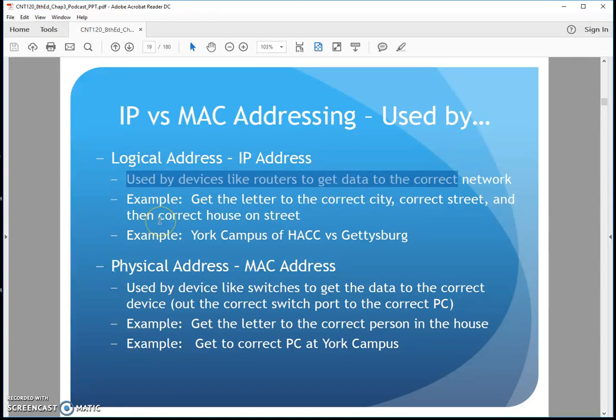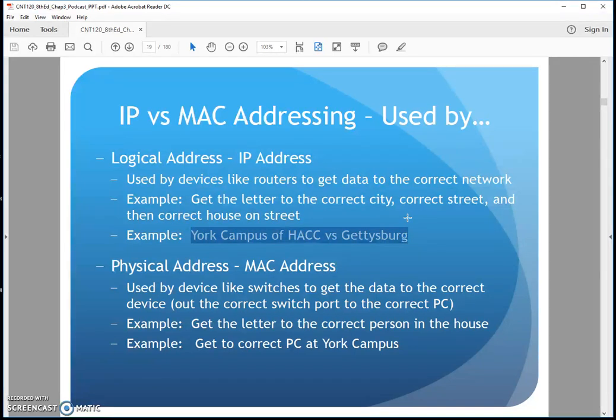Example: if I'm mailing a letter, it's to get the letter to the correct city, correct street, and then the correct house. So that address, 123 Main Street, Mechanicsburg, PA, will get to my house, as opposed to another house on 123 Main Street that might be in Lima, Ohio. So the address is there to get it to the correct house, just like the IP address. The IP address is to get it to the correct network. My example would be the York campus of HAC as opposed to the Gettysburg campus of HAC.